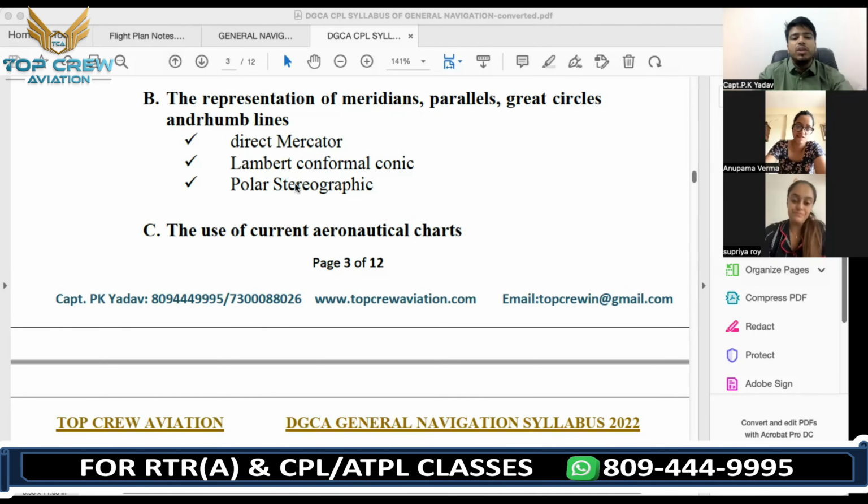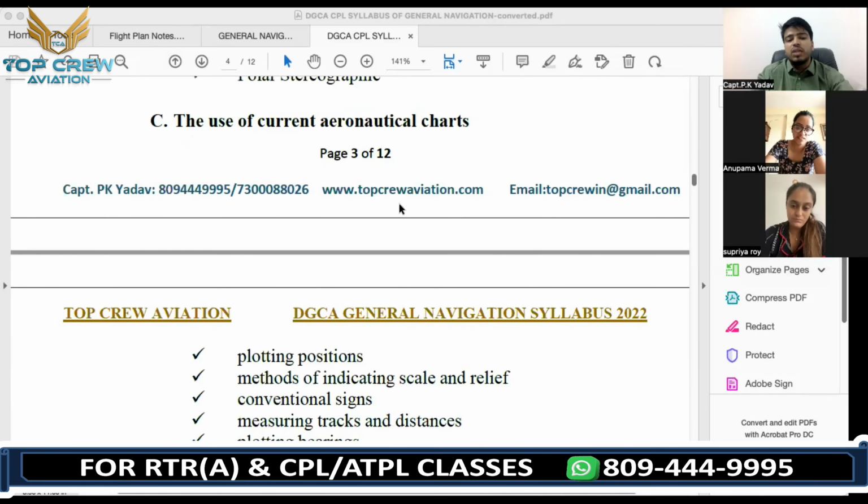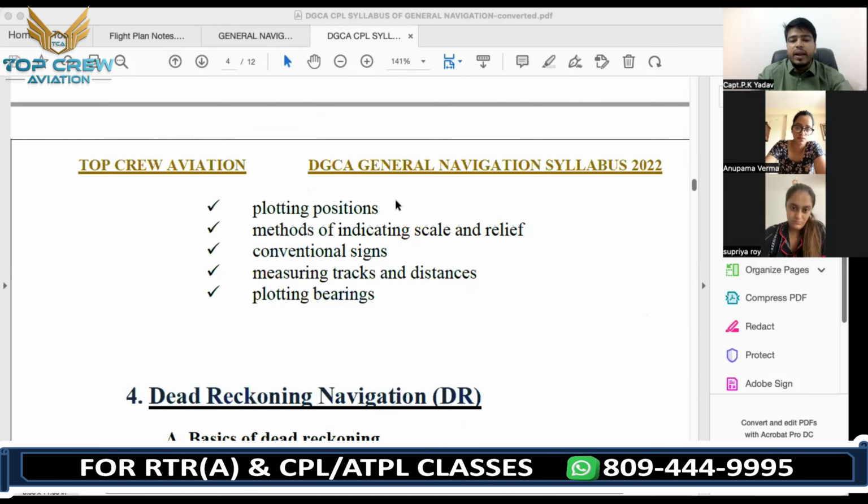Now the use of current aeronautical charts. What are we doing today? Tracks and distances, how we find the scale, what conversion signs are, how plotting positions is done. These are basic things, and we are covering all of them.